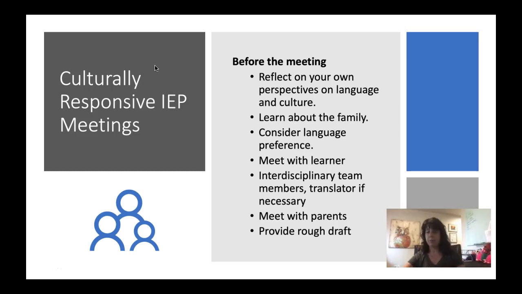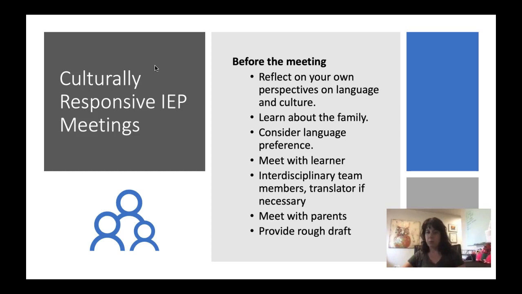Again, you want to learn about the family, and that's something that we learned about with the 7 principles, is understanding where the family is at. So learn about the family, learn about their culture, where are they coming from, and that's going to help you figure out what type of learner you're working with. Consider language preference and making sure, for instance, that you have a translator available if necessary.